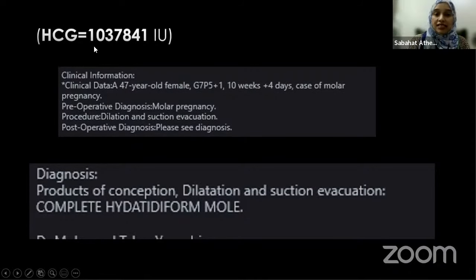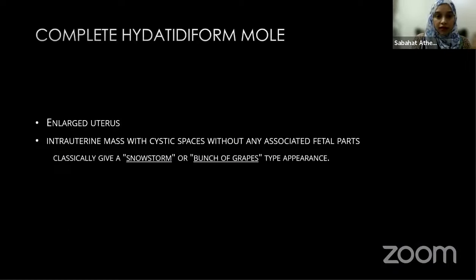Now, this patient has the HCG going through the roof. She was a gravida 7 para 5 plus 1 and 10 weeks, 4 days. So naturally, if you are not seeing any sac, you're not seeing any fetal pole, then you are concerned, and the patient underwent dilatation and suction, and this was complete hydatidiform mole. Well done. Okay. So the classic words you should use should be snowstorm and bunch of grapes type appearance. Okay.